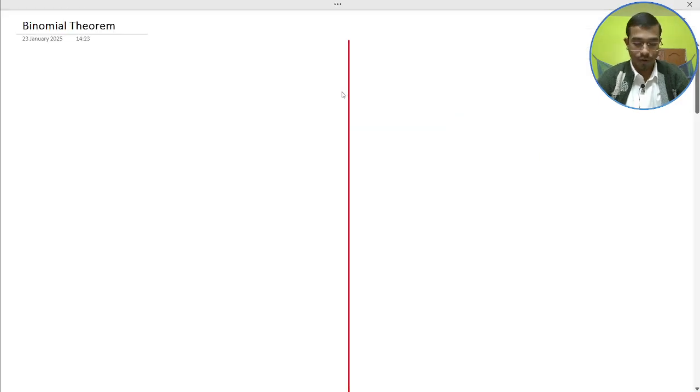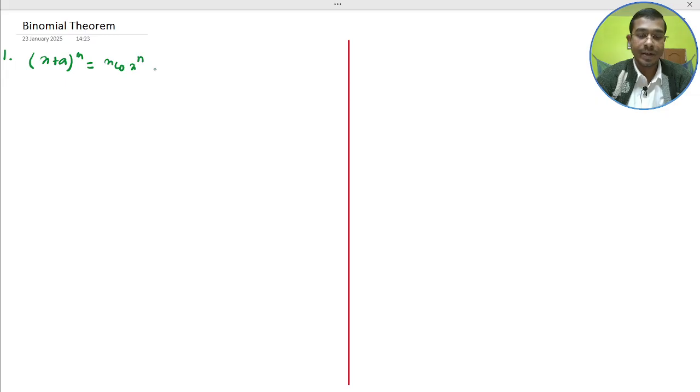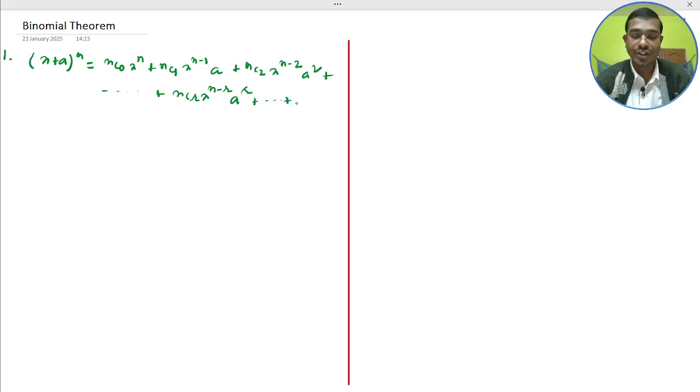So first of all, in this chapter, the binomial theorem for positive integer index n states that (x plus a) to the power n is equal to nC0 x to the power n plus nC1 x to the power n minus 1 a plus nC2 x to the power n minus 2 a square, and so on. The general term is nCr x to the power n minus r a to the power r, and so on, up to the last term nCn a to the power n. This is the expression for the positive integer index n of the binomial theorem.